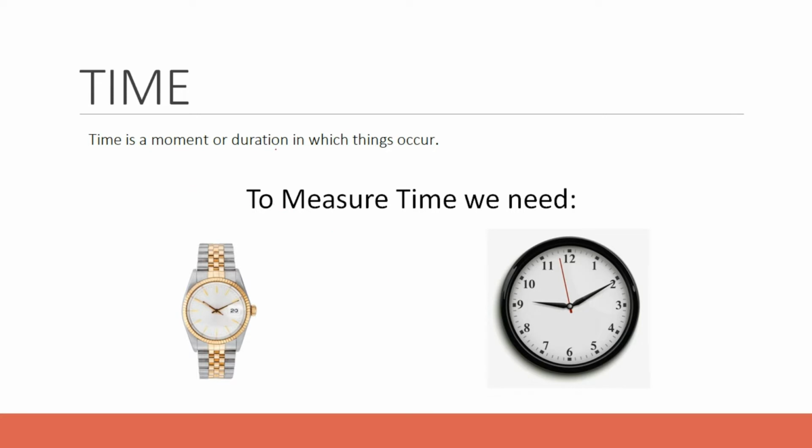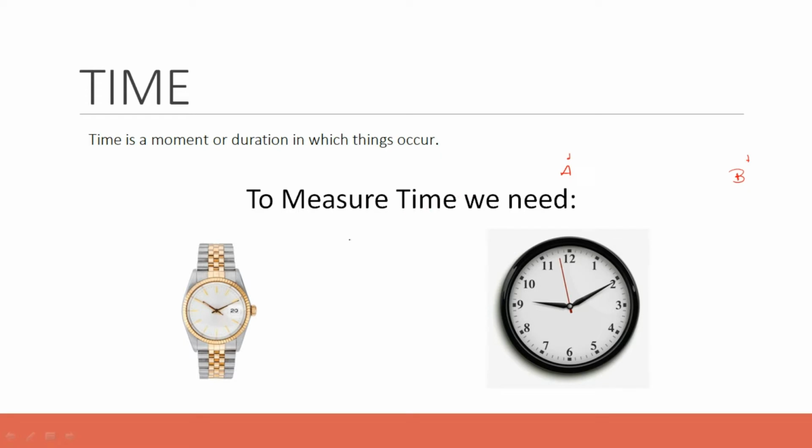Basically, time is a moment or duration in which things occur, right? So it is basically the moment or the duration in which an event is going to occur or it is already going on, right? For example, let us say a racer is running. There is a sprinter and he is running a race and he is moving from one point A to another point B. So when it starts from A and when it ends at B, if we calculate the duration of this, then we will get to know what is the time.